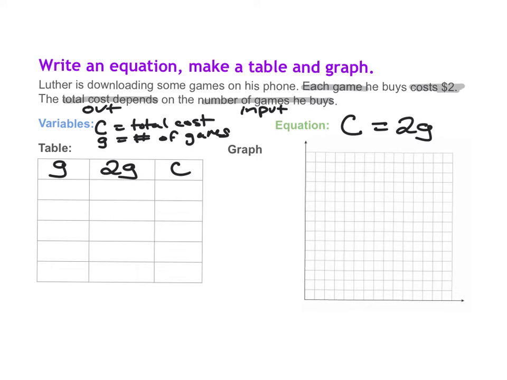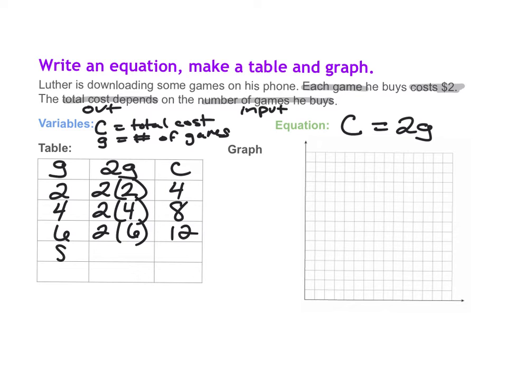So for simplicity's sake, we'll go by intervals of 2 again. So say he wants to buy 2 games. That's going to be $2 for each game. So 2 times 2, he'll spend $4. If he's going to buy 4 games, that's $2 for each game. 2 times 4, he'll spend $8. 6 games, 2 times 6, he'll spend $12. 8 games, that's 2 times 8, he'll spend $16. And then 10 games, $2 for each game. 2 times 10 is $20.